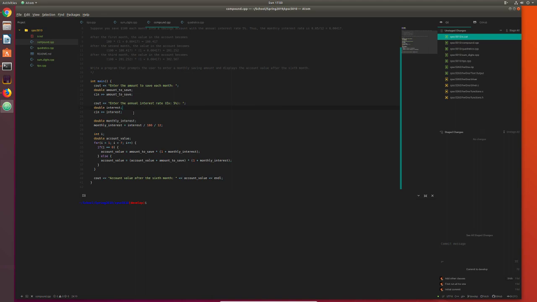So 5%. And then I calculate the monthly interest rate for the annual interest rate, which is the interest rate divided by 100 to get 0.05, and then divide that by 12 to get the monthly. And then I go into a for loop that runs 6 times, and then for the first month, it's calculated differently than all the other months.